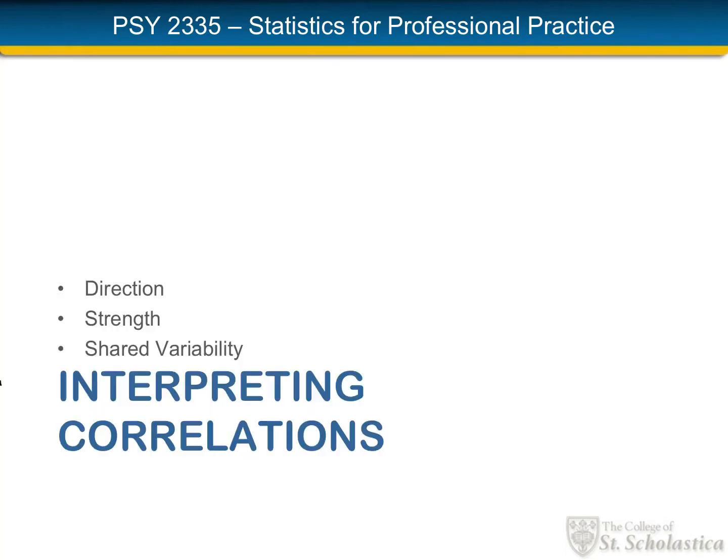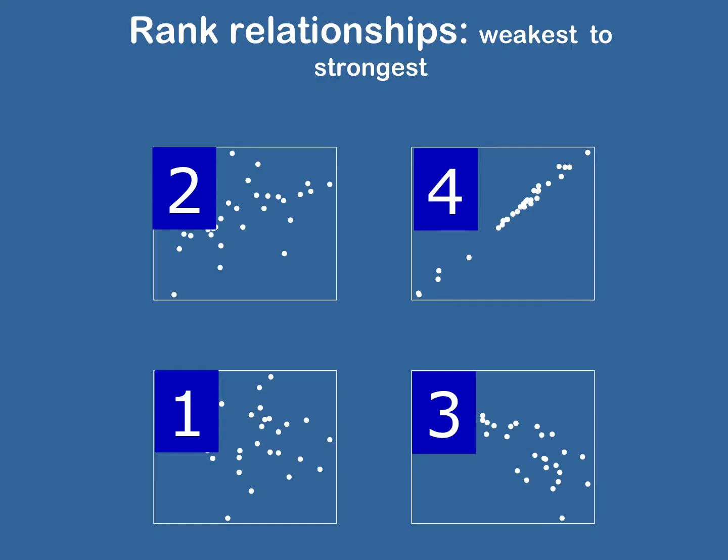Once we've decided on the basis of the scatter plot that it is legitimate for us to go ahead and compute the correlation coefficient, we're going to end up interpreting it in terms of three things: the direction, the strength, and the shared variability between the two variables. The scatter plots on this page come from the Guess the Correlation website, which is linked in the course, and I encourage you to use it. It's a website that lets you visualize correlations and begin to get a sense for how the number of the correlation coefficient corresponds to the strength of the relationship.